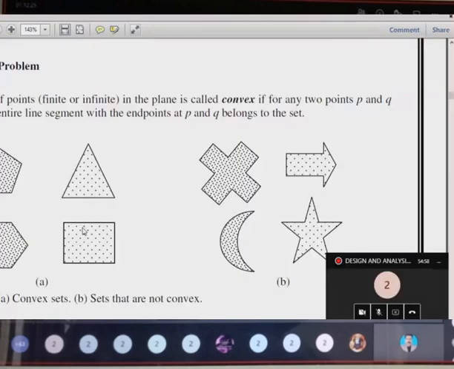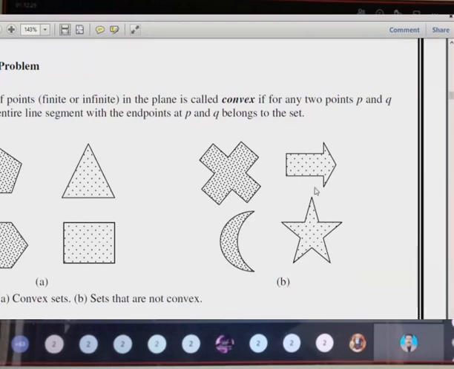Next is convex hull. This is called as convex hull problem. Before going into the topic, we discussed about convex set. A convex set is a set of finite or infinite points, right? The first shapes are called convex sets.